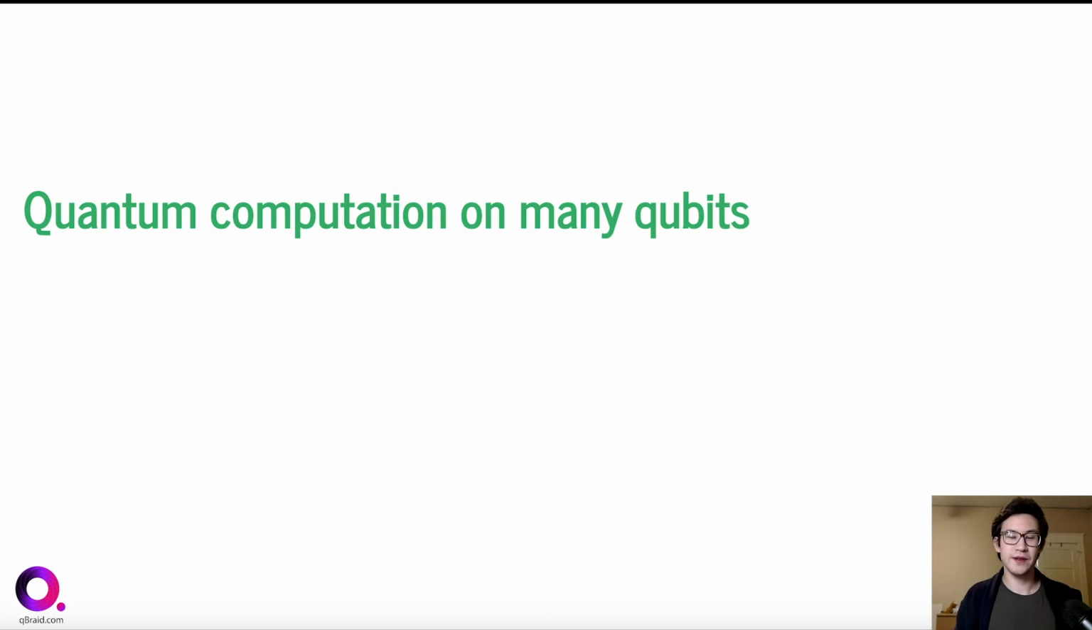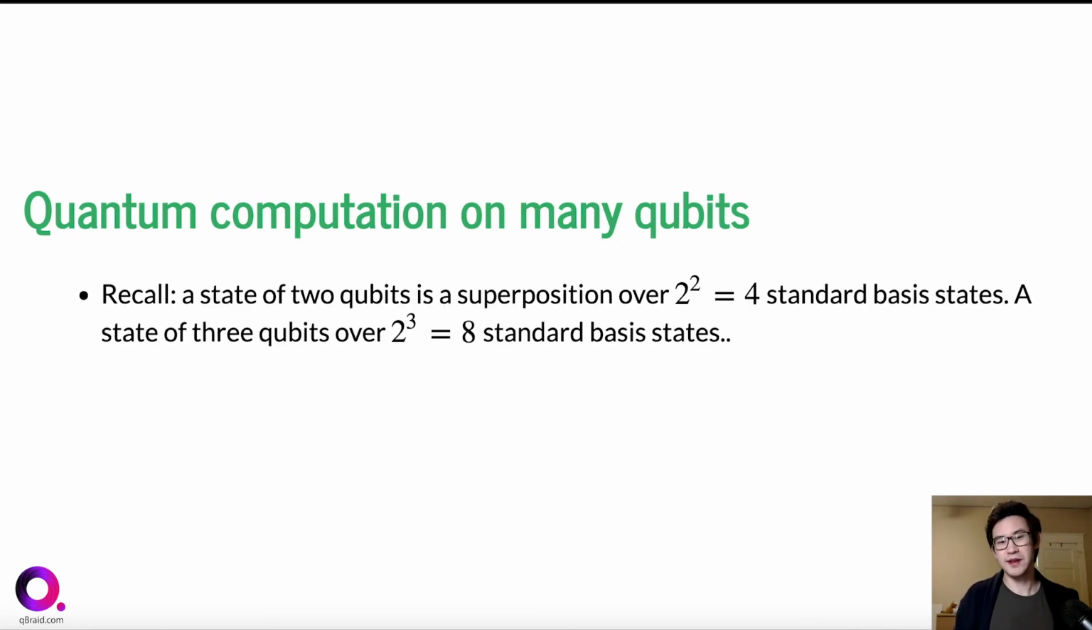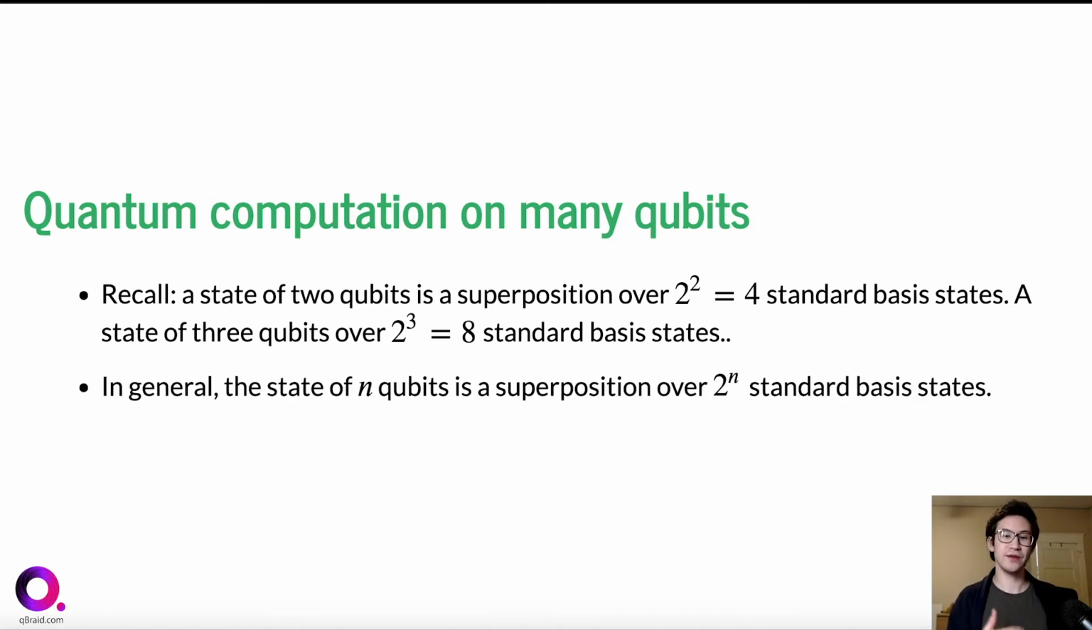Now I want to conclude this video with a brief discussion of quantum computation on many qubits. At the beginning of this module, we saw that a state of 2 qubits is a superposition over 2 to the 2, so 4 standard basis states. A state of 3 qubits is a superposition over 2 to the 3, so 8 standard basis states, and so on. So in general, an n qubit state is a superposition over 2 to the n standard basis states.